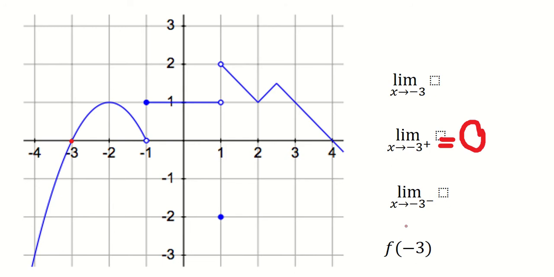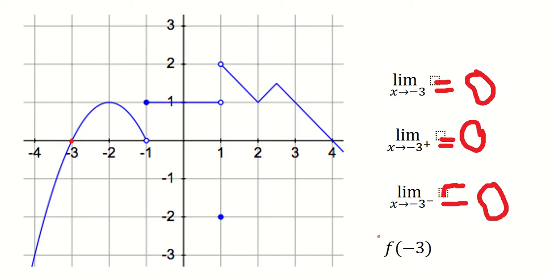Now let's do the limit as x approaches -3 from the left. We start on the left side of the graph, and we just move until we get to x equals -3. We're moving, okay, now we're there, and we're at the exact same place. We're at y equals 0, which means this is also equal to 0. So these two things are the same. As you move from the right, you go to 0, and as you move from the left, you go to 0. So that means the limit as x approaches -3 is also equal to 0.